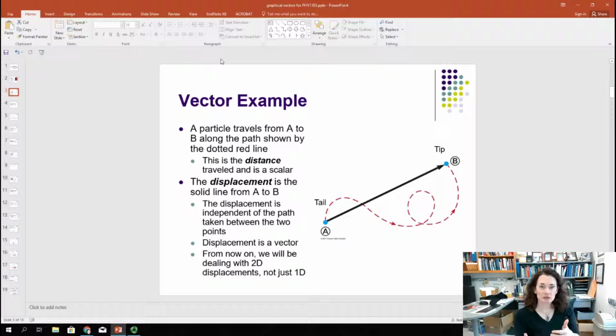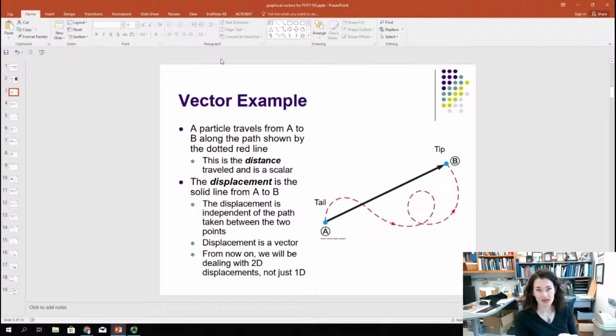So when we represent vectors graphically, we use arrows. For example here, we've got an arrow indicating that a person started at point A and then their final destination ended them at point B. We call the origin of the vector the tail of the vector, there at point A, and we call the destination the tip of the vector, where we ended up at point B.